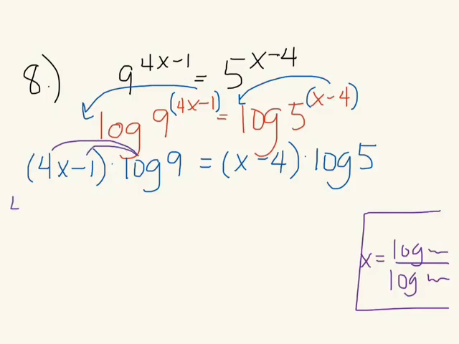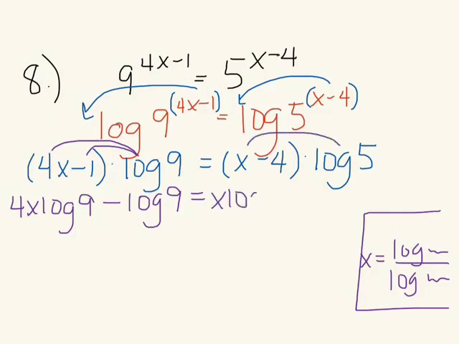So I'm going to have 4x times log of 9 minus 1 times log of 9, which is just log of 9, equals log of 5 times x minus 4 times log of 5. Remember, log of 9 and log of 5 are just numbers, but they're ugly decimals. So we don't want to evaluate those until the very last step, so we don't have any rounding to do.